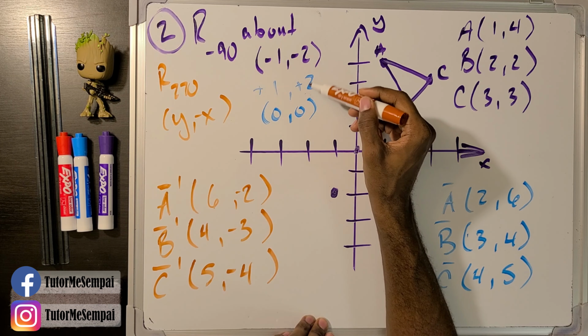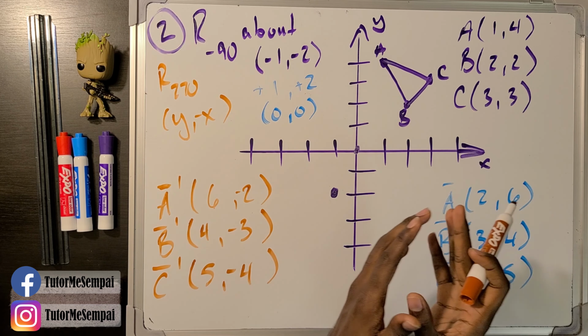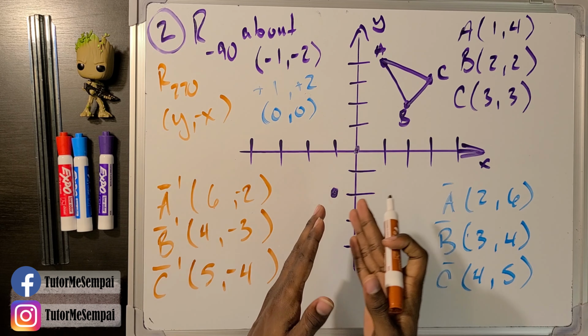Added 1 to our x, added 2 to our y in order to shift it up. Now we have to do the reverse. Subtract 1 and then subtract 2 from our x and y respectively to get it back here.